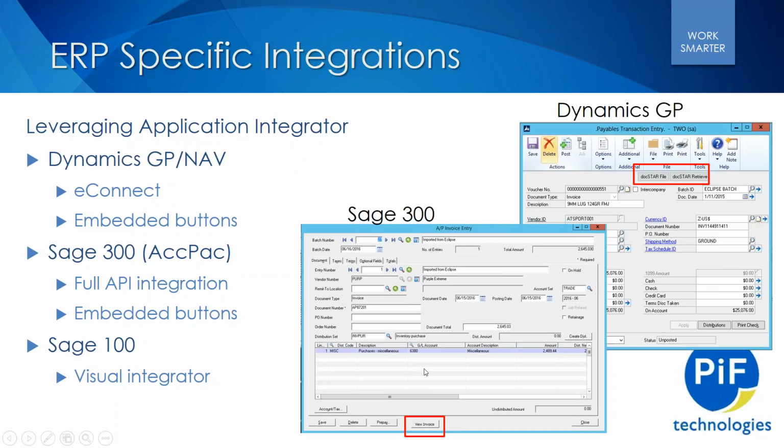Same thing with Sage here, Sage 300 ACPAC, and the ability to embed those buttons are just capabilities of Sage and Dynamics. We do also have full integration with Sage 100. There's a product called the Visual Integrator. That's part of the Sage platform that will allow us to push and pull data pretty easily.